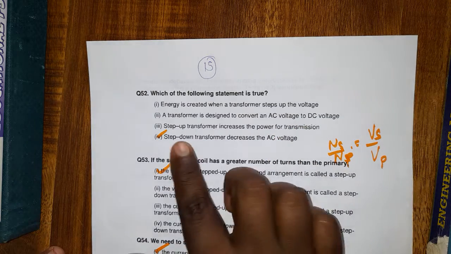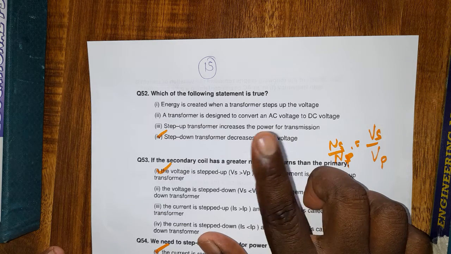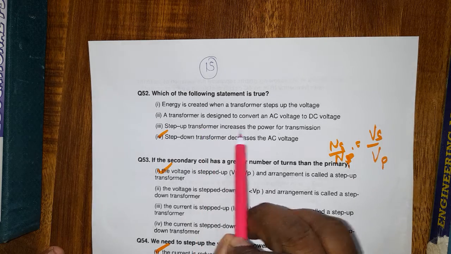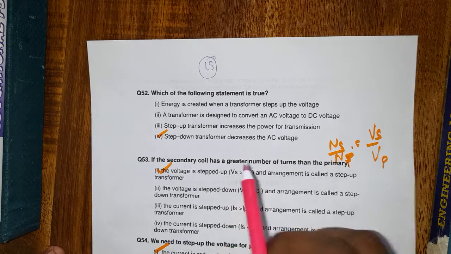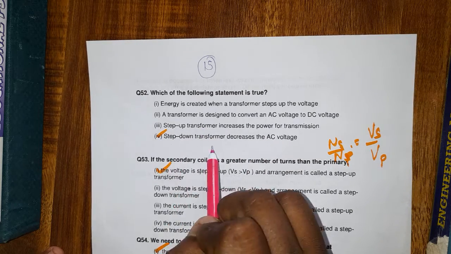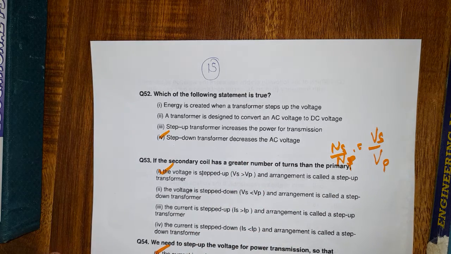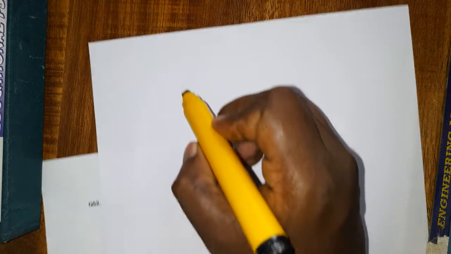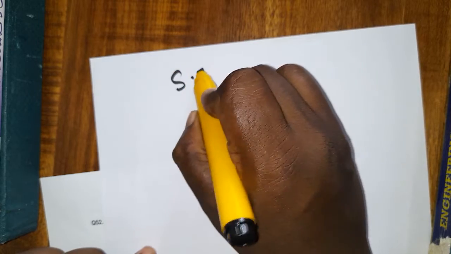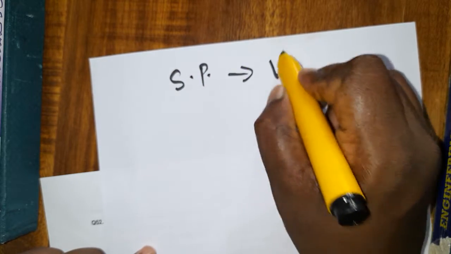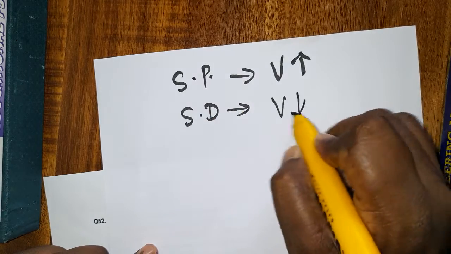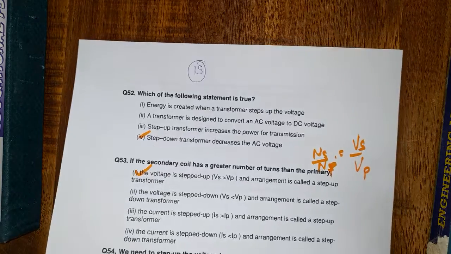Step up transformer increases the power? No, the power is not increased. Power remains constant, so the power remains the same. That is called an ideal transformer. Step down decreases the voltage. It is a correct statement. Why is step down a decreasing voltage? Because step up represents increasing voltage, the voltage gets increased, and step down tells us a decreasing voltage. That means option 4 is the correct statement.